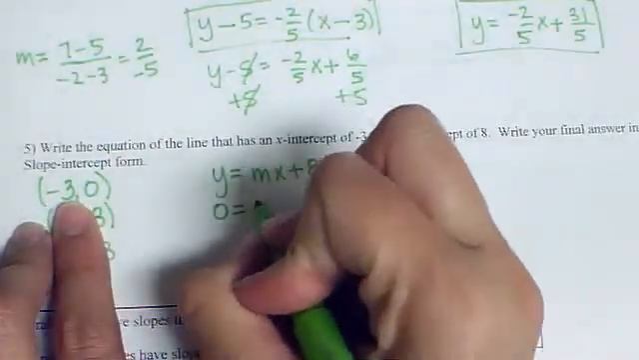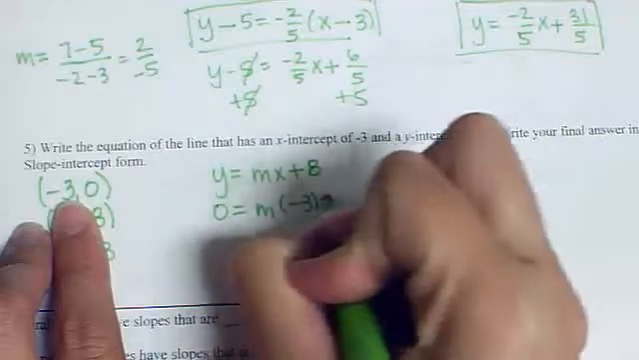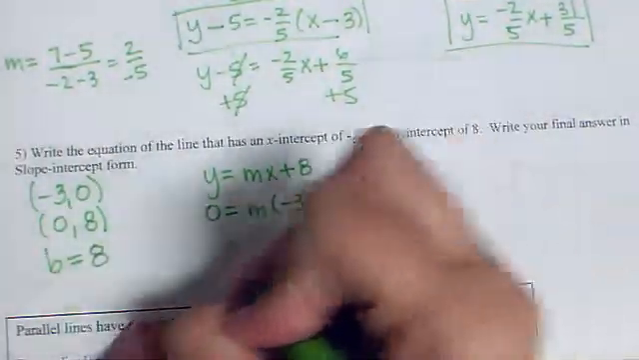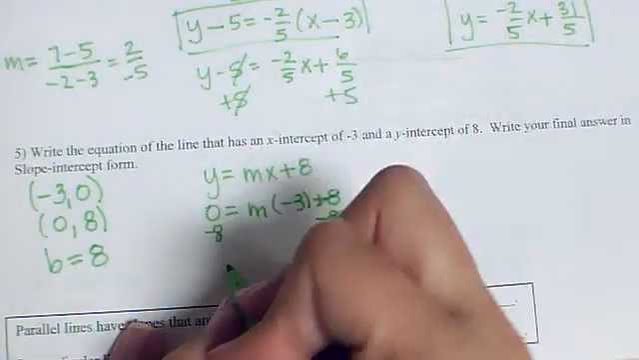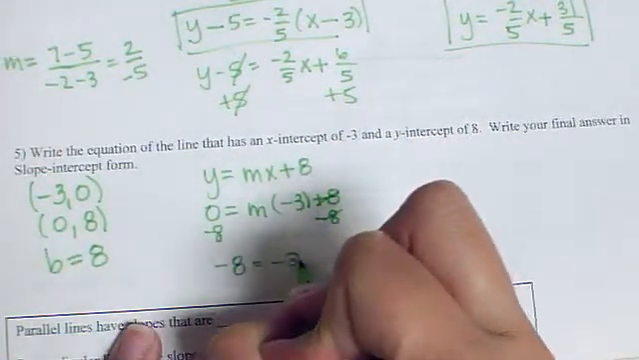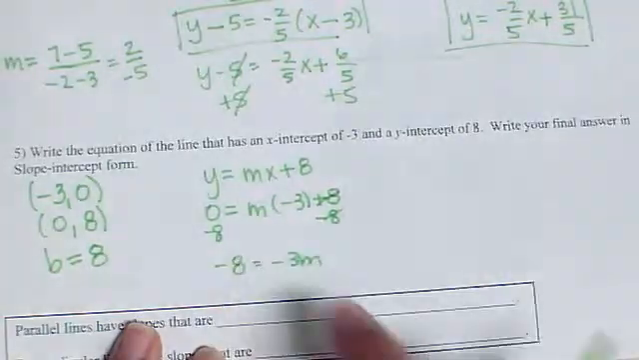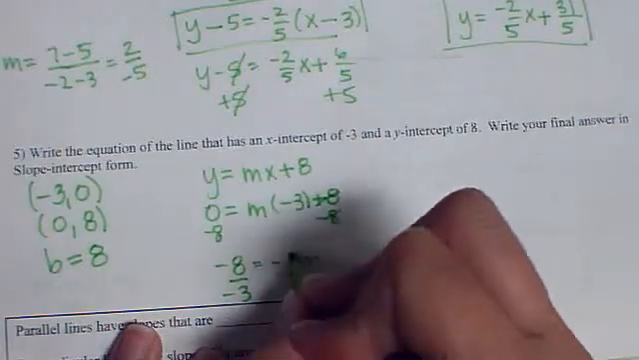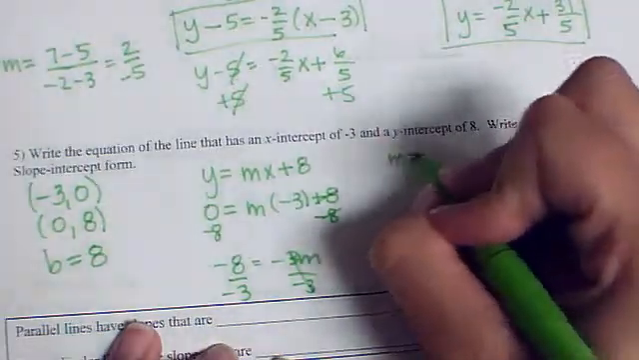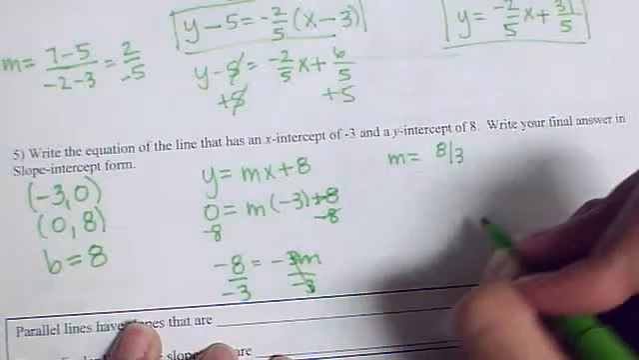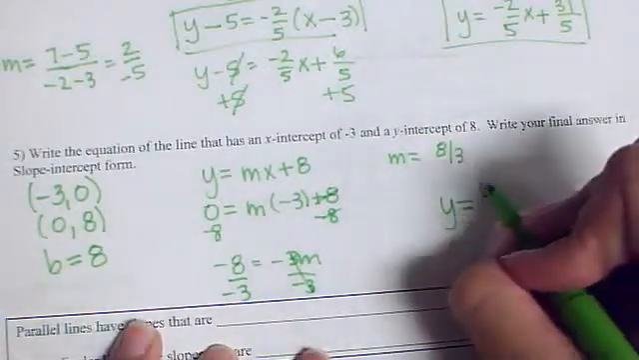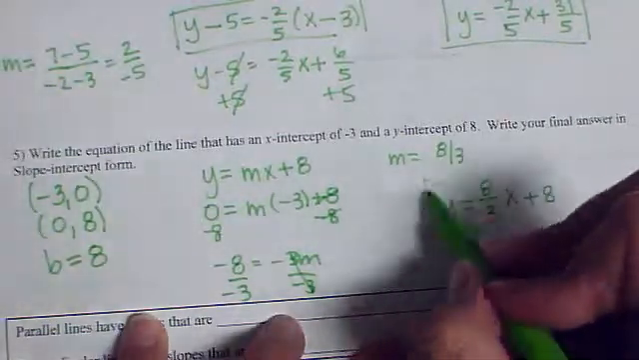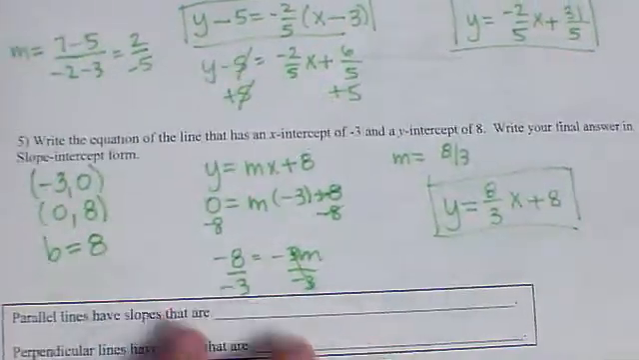So I'm going to say 0 equals m times negative 3 plus 8. And then I'm going to solve for m. So I'm going to subtract 8 from both sides. And I have negative 8 equals negative 3m. Just multiplying here, so I just put the number out front to make that a little easier. Divide both sides by negative 3 to get the m by itself. And the slope of this line is 8/3. My equation then is y equals 8/3 x plus 8. That was kind of a quick way to get us to slope-intercept form.